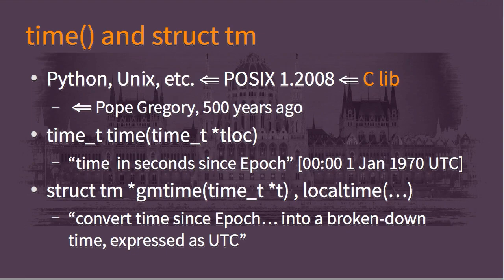The time function returns a time_t type, which is basically an integer, and that is defined to be the time in seconds since the epoch, where the epoch is 00 hours on the 1st of January 1970 in UTC. And there are other related functions like gmtime, for example, which takes one of those time_t values and returns, as they describe it, a broken down time expressed as UTC, and that's in that structure tm.